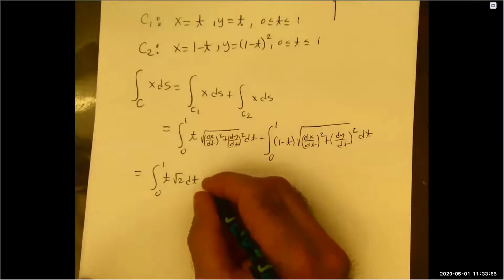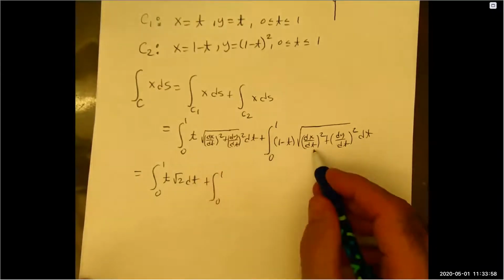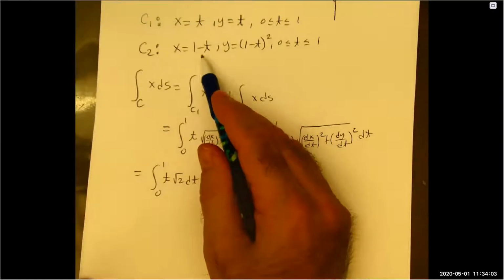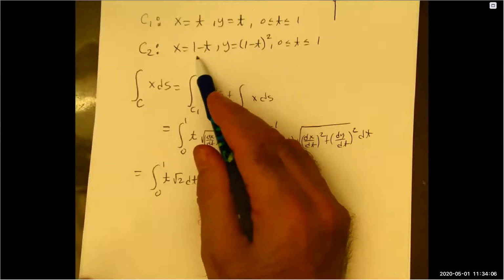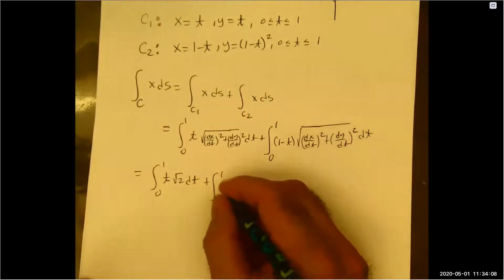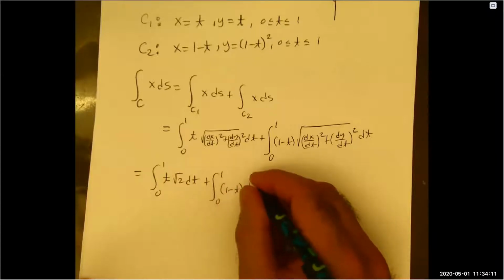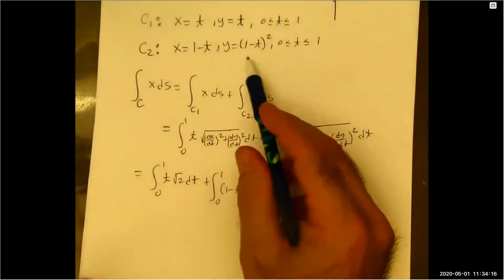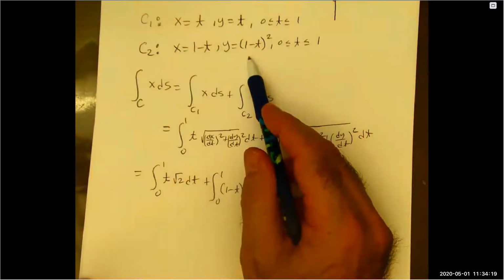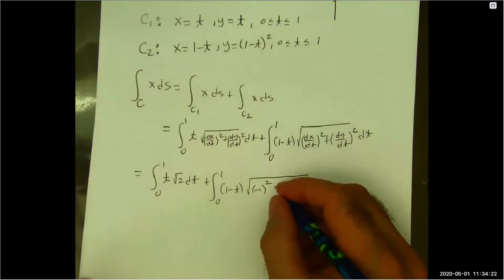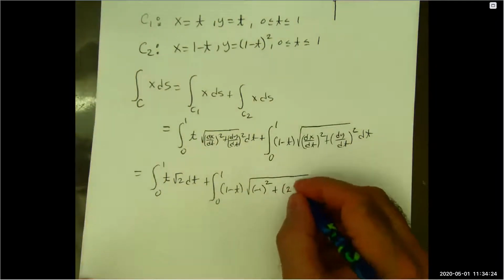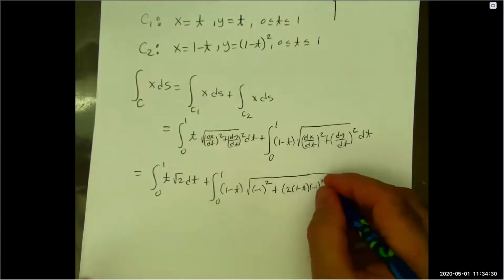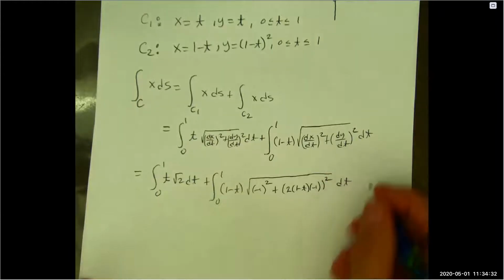And what's the other one going to be? So we're going to have 0 to 1. When we take the dx dt, in this second curve, we have the x is equal to 1 minus t. So dx dt is negative 1. So this is going to be 1 minus t. And we'll have the square root of negative 1 squared. And then when we take the dy dt, we get 2 times 1 minus t times negative 1, squared dt. So we have that.